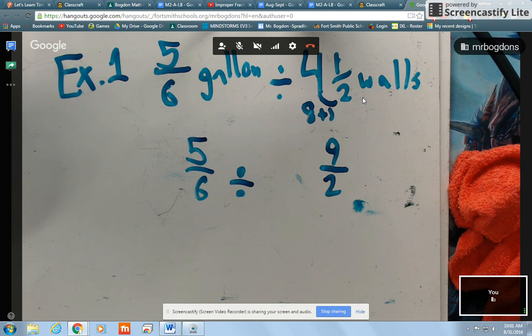Do we ever have to divide fractions? Let me ask it again. Do we ever have to divide fractions? No. What can we do? Keep change flip. What am I keeping? 5/6.